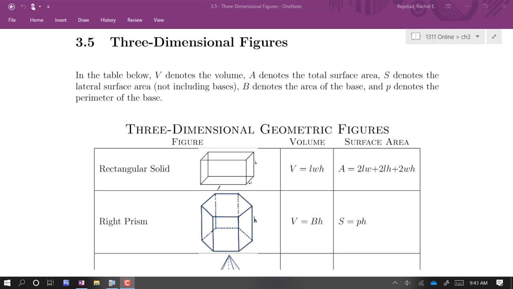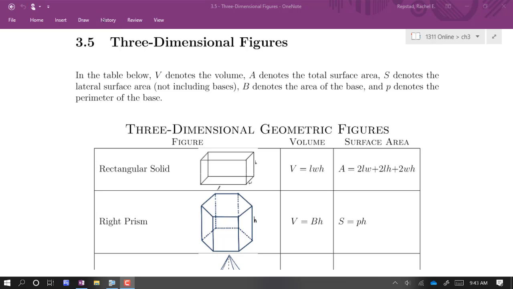Alright, we're going to finish up this chapter of geometry by looking at three-dimensional figures. We'll mostly be doing problems where we need to find either the volume of a three-dimensional figure or maybe the surface area. So a couple of notes here. Capital V denotes the volume. That seems pretty straightforward. But there's different kinds of areas of these figures.